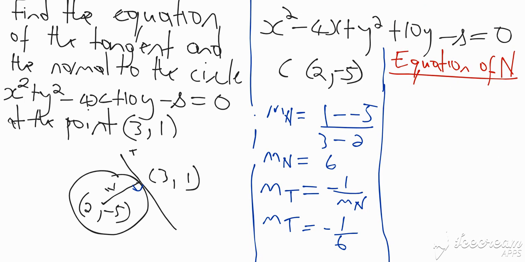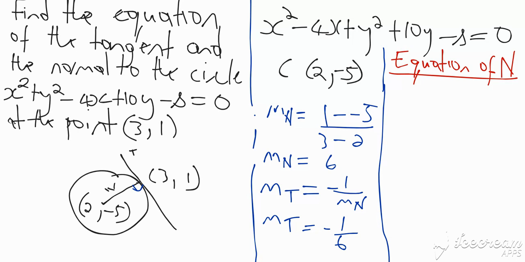Let us now look at the equation of a normal. Here I'm using capital N to represent the normal. So right away, when we look at the circle, we realize that the normal touches 2 points. It touches the center of the circle, and it also touches the point on the circle. So we have 2 points that we can use to find the equation of the normal. Right? So since we had used (3, 1) for the tangent, let me use (2, -5) for the normal.